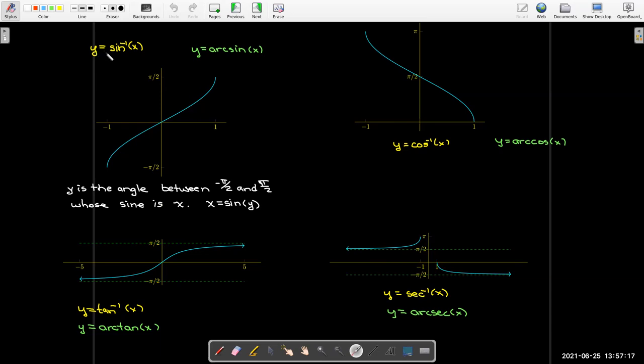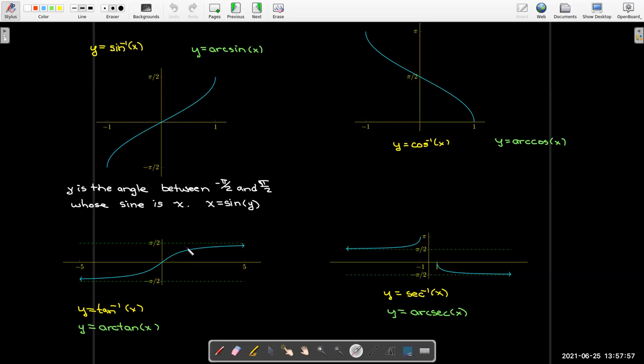So what does y equals inverse sine of x or y equals arc sine of x mean? It means y is going to be the angle between negative pi over 2 and pi over 2 whose sine is equal to x. So x will equal sine of y. And that's the same idea with all of the functions. So it's going to be the angle whose trig function equals the input, x, in the given restricted domain.